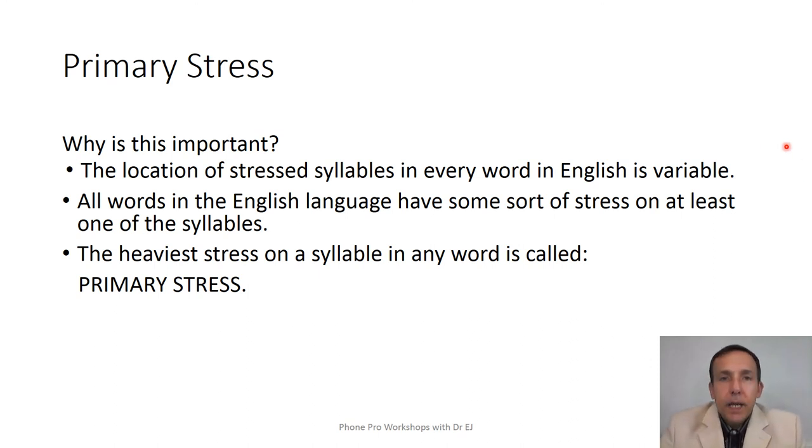Okay, let's begin with important factors that you need to consider, study, and know very well before you're able to actually read the phonetic symbols. The first one is primary stress, and this is not rocket science. This is very easy to learn and remember. It is important to learn primary stress because the location of stress syllables in every word in English is variable. Sometimes it's the first syllable, sometimes the second syllable, sometimes the third syllable, and if you don't know the word, then you don't know where it should be pronounced. Again, do not take risks. Read the phonetic transcription first, and then try pronouncing the word in question.